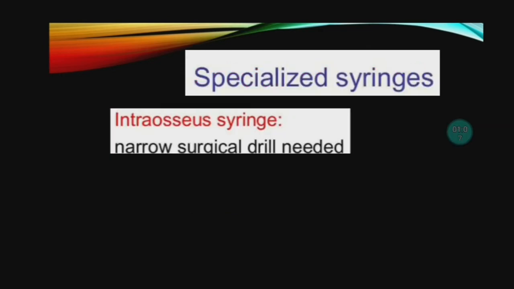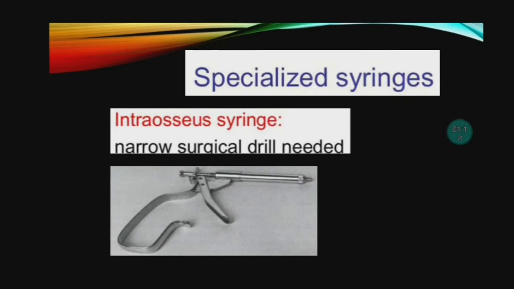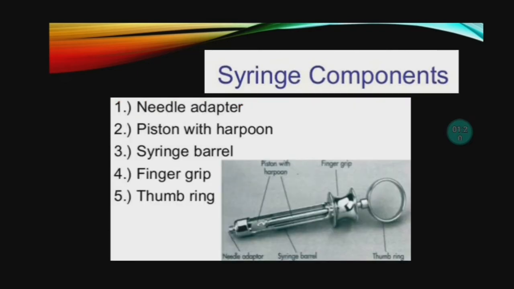So, specialized syringes. For the intraosseous syringe, a narrow and surgical drill is needed. In this image, the syringe components: needle adapter, piston with harpoon, syringe barrel, finger grip, and thumb ring.